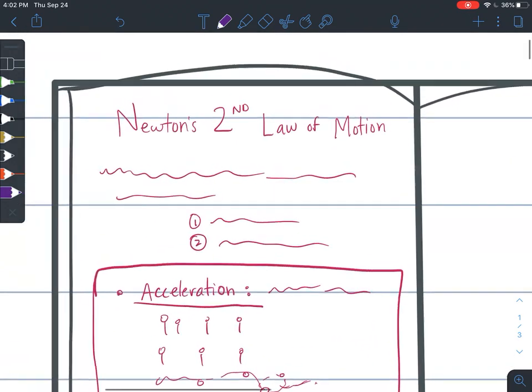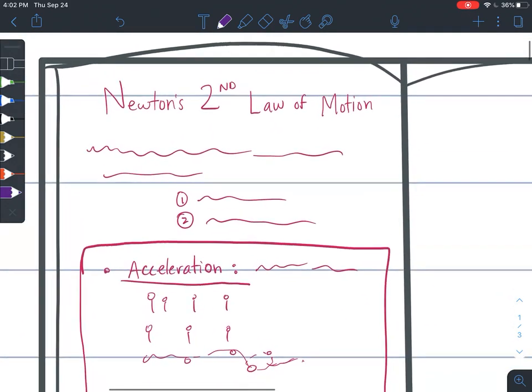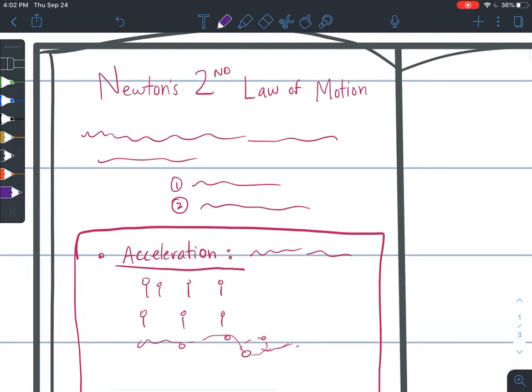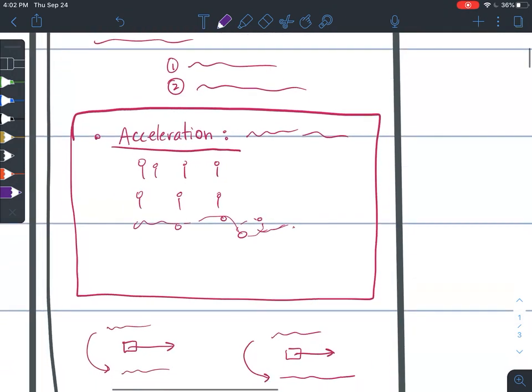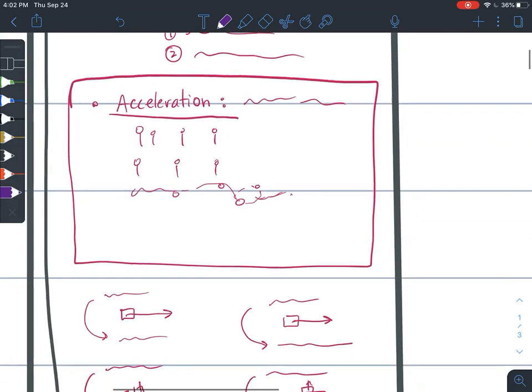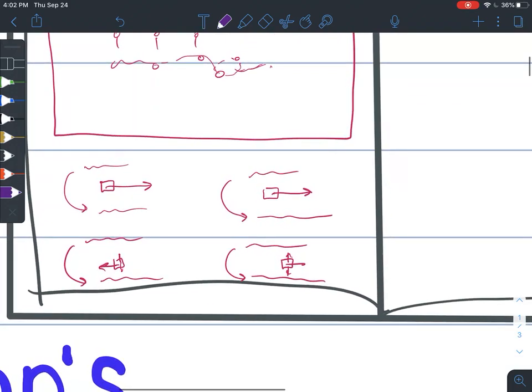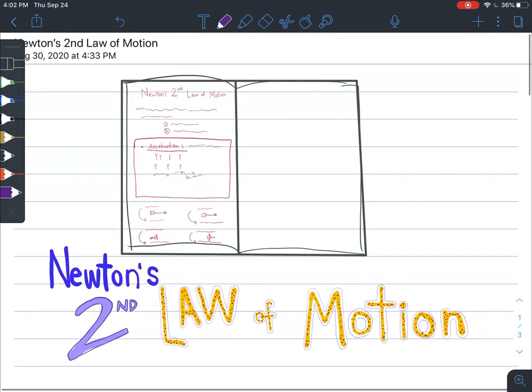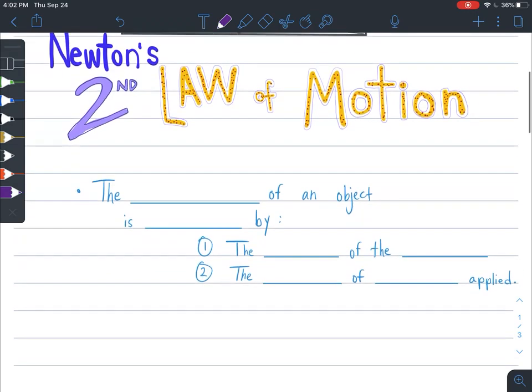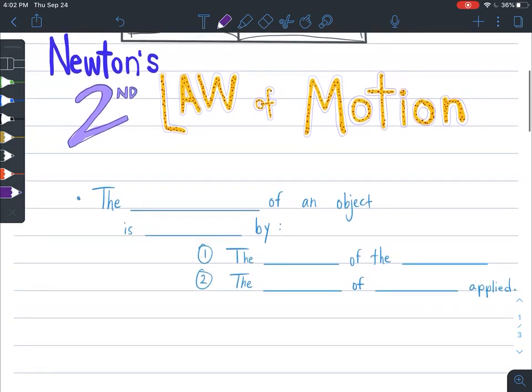Today we're going to learn about Newton's second law of motion. The way that we're going to structure our note page is first with a title. We're going to title it Newton's second law of motion. We will define it here at the top. We'll talk about acceleration because that's an important vocabulary term to define to understand this law of motion, and then we'll put some examples at the bottom of our page. So let's begin. Make sure you add that title.